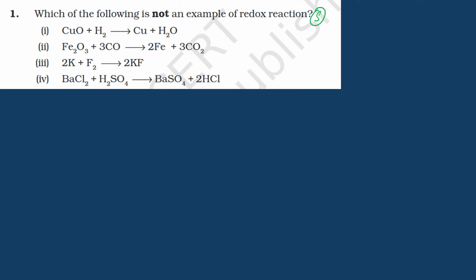Which of the following is not an example of a redox reaction? You've got the first one, CuO plus H2 giving you Cu plus H2O. The deal with this is कि कब होगा कब नहीं होगा. यहाँ पे not लिखा है. Write down the oxidation states. यहाँ पे copper का +2 था और यहाँ पे 0 है. So this clearly is a redox reaction, hence not the answer.